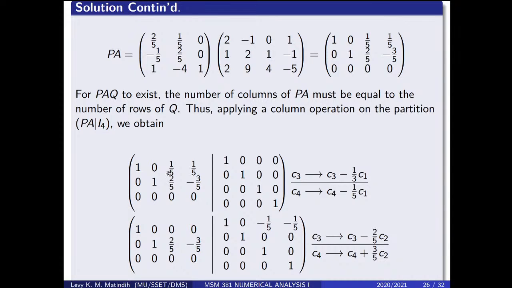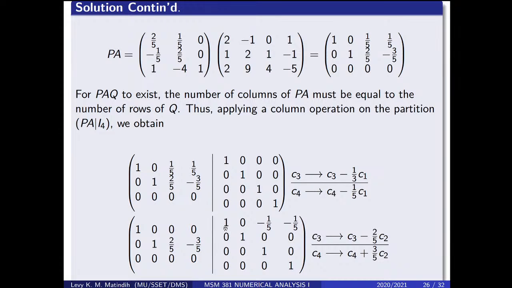So we transform column 3 to being column 3 minus 1 third of column 1. Also, we convert column 4 to being column 4 minus 1 third of column 1. We are not dealing with rows, we are dealing with columns. When we do these same two operations, we also apply them on the right-hand side of this partition. We are going to arrive at this partition with entries on the left-hand side 1, 0, 0, 0, 0, 1, 2/5, and negative 3/5. The last column will be 0, 0, 0.